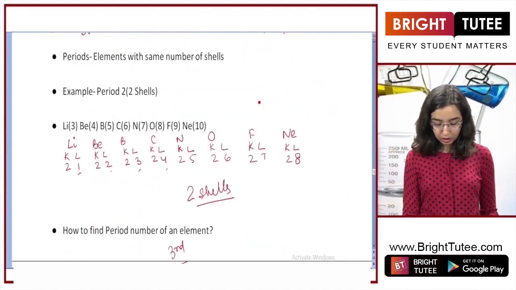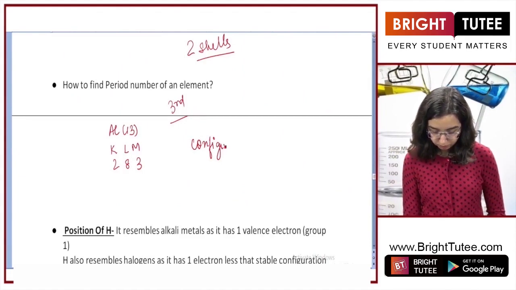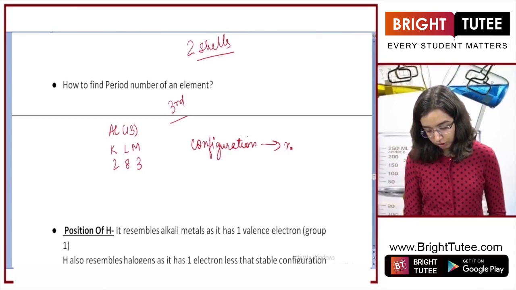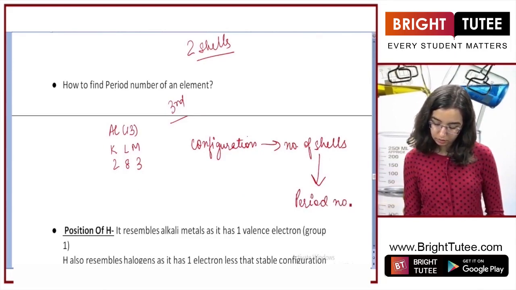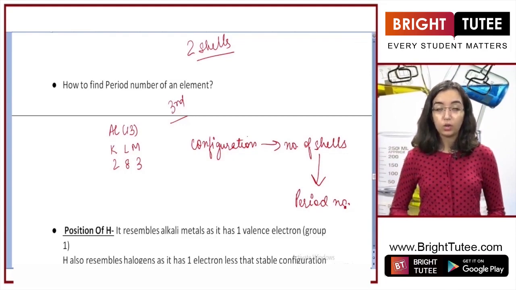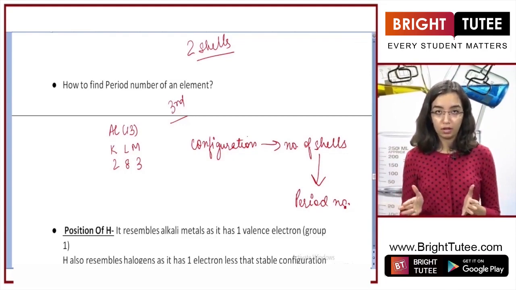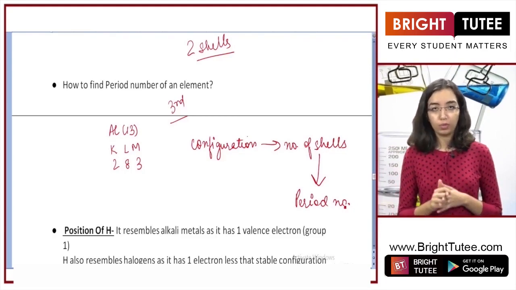So for the period, the rule is simple. You first write the configuration. You note the number of shells. The number of shells becomes your period number. So if you're given an element and you're asked its location, you will have to write down its configuration. The valence electrons will tell you what its group number is.